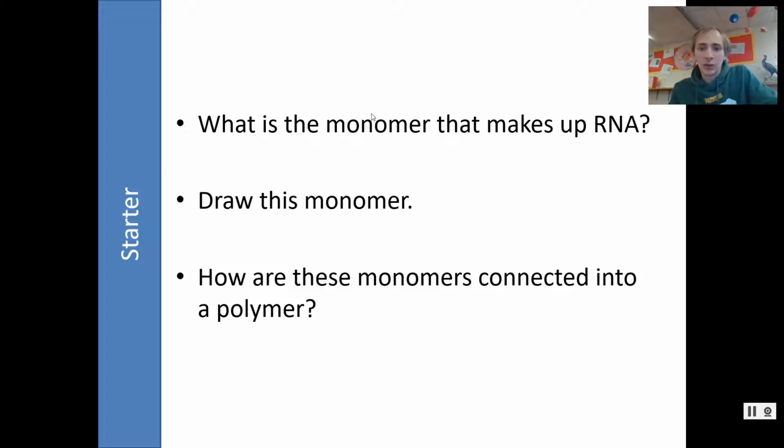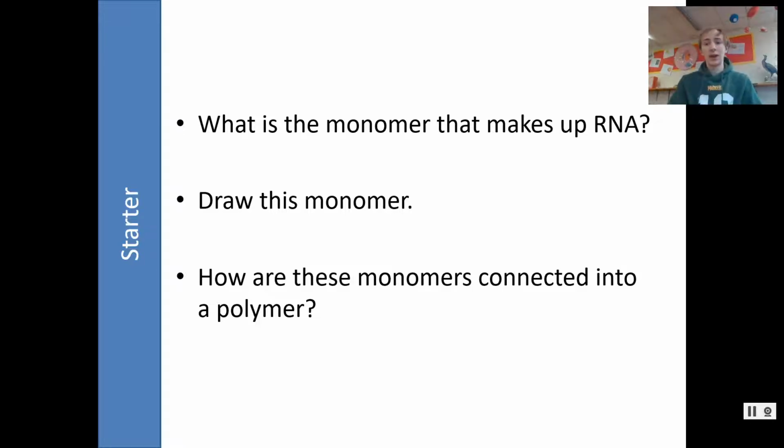Hopefully we should know that the monomer that makes up RNA is a RNA nucleotide. A nucleotide is just fine. Draw this monomer. Now it's exactly the same as a DNA nucleotide in terms of look. You want a circle for a phosphate. You want that attached to a pentagon, which you're going to call ribose, and that's the main difference. In fact, the only difference for now is that it's ribose and not deoxyribose.